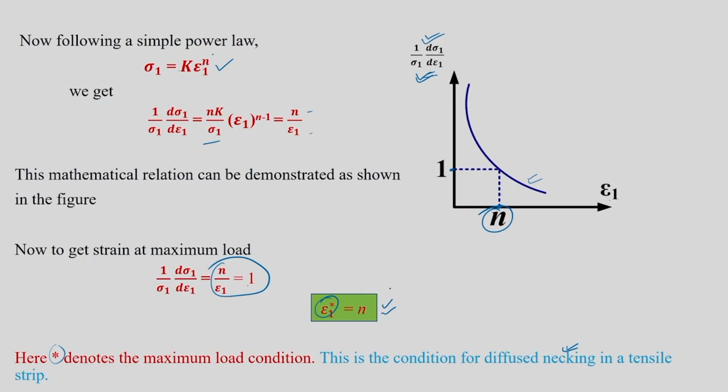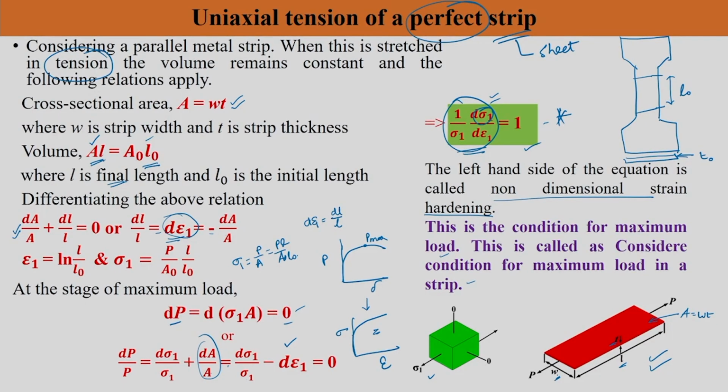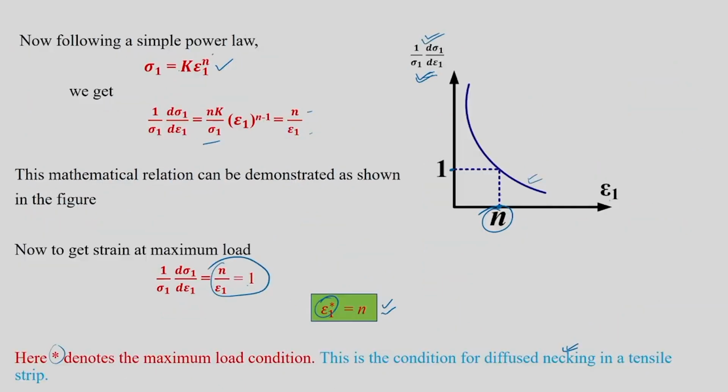So the instability condition for a tensile strip can be told with these two conditions: 1 by sigma 1 d sigma 1 by d epsilon 1 is equal to 1, or if you follow the power hardening law, sigma 1 is equal to k epsilon to the power n, then you can say epsilon 1 star is equal to n. These are the two equations that describe the condition for diffuse neck in a tensile strip.